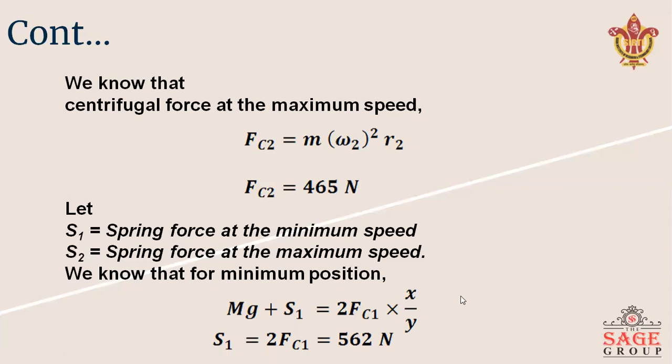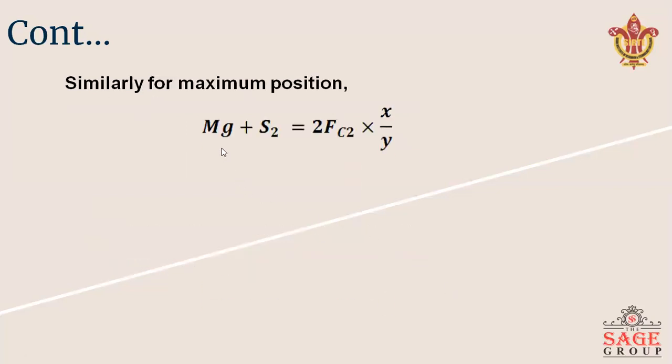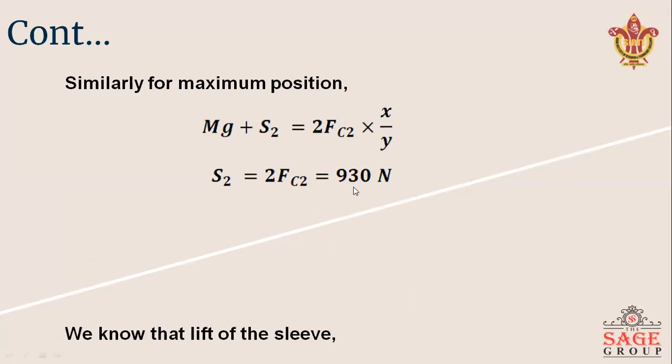Similarly for the maximum position, Mg plus S2 is equal to 2Fc2 into x upon y. Here x upon y is 1 because x is equal to y, and neglecting the value of capital M, S2 is equal to 2Fc2. So 2Fc2 is equal to 930 Newton.